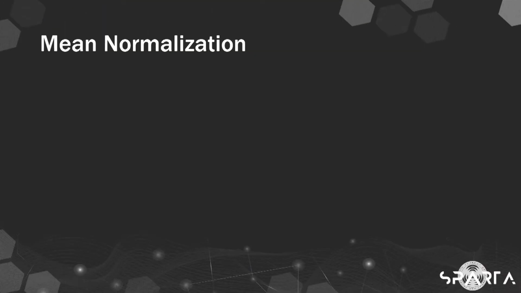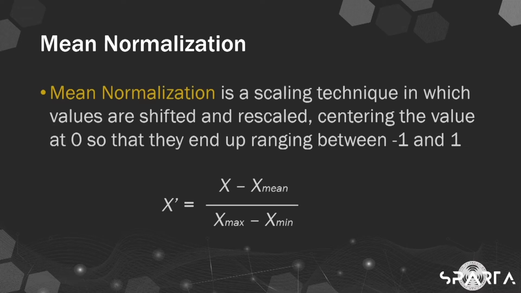Let us now look into the first feature scaling technique called mean normalization. Mean normalization is a scaling technique in which values are shifted and rescaled, centering the value at 0 so that they end up ranging between -1 and 1. It is expressed using the following formula.